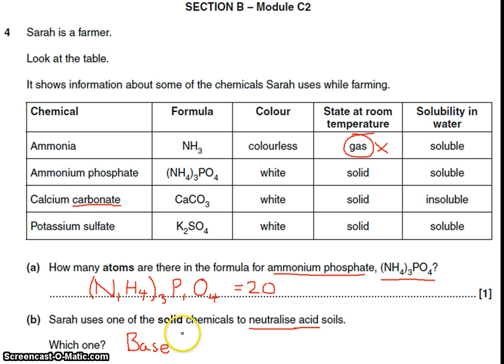So bases can either be metal oxides, so for example calcium oxide, or metal hydroxides, like calcium hydroxide would be an example of a base, or any metal carbonate will act in the same way and will neutralise an acid. So it's metal carbonate is the answer.